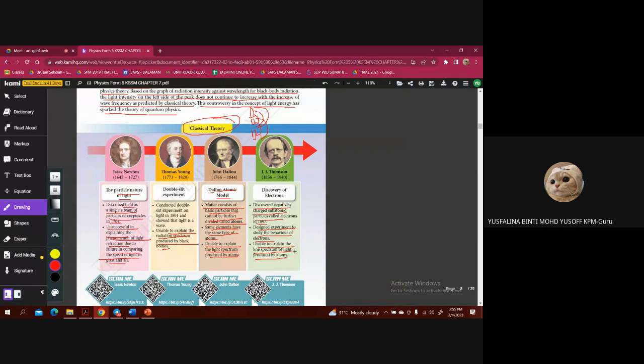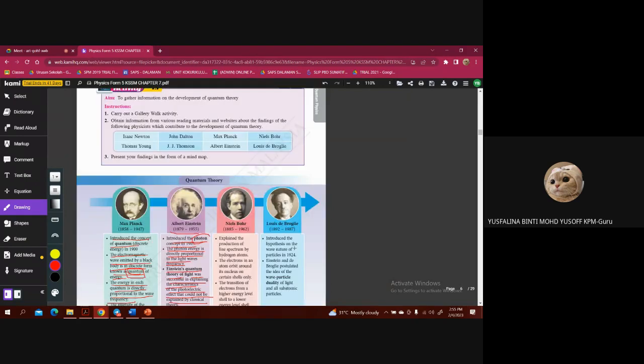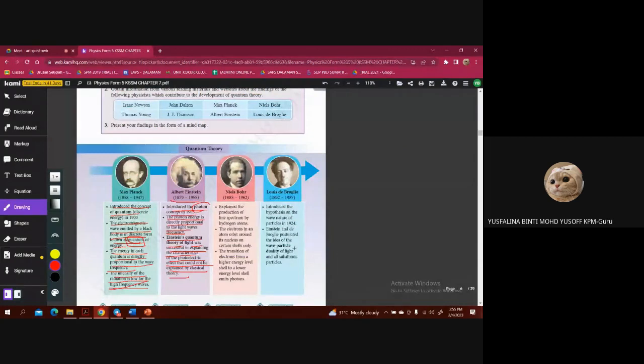Each physicist found a new thing by their own discovery, but it cannot explain the line spectrum of light. Albert Einstein successfully explained the characteristics of the photoelectric effect that could not be explained by the classical theory, by introducing the concept of photons. Later we will see that. And Niels Bohr explained the production of line spectrum by the hydrogen atom.